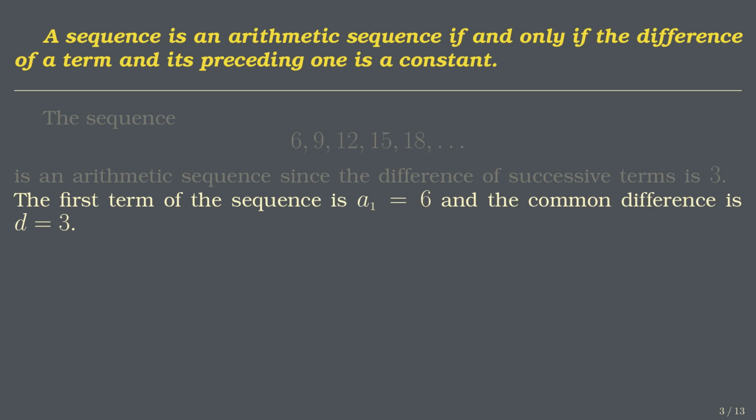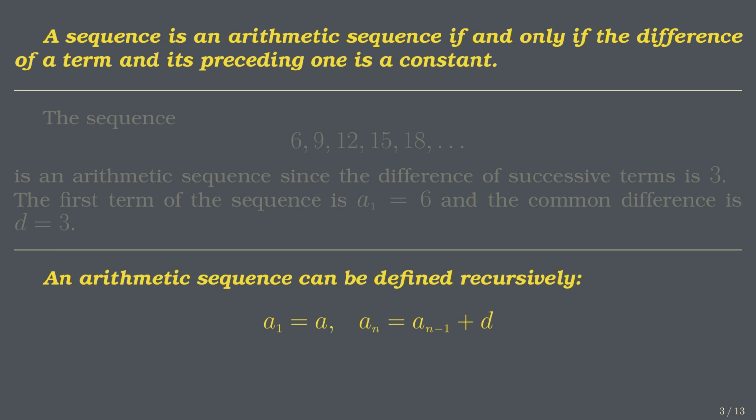And because of this remark, we know that an arithmetic sequence can be defined recursively by first specifying the first term a1, and then for n greater than 1, defining an using an minus 1, with the specific formula that an is equal to an minus 1 plus d. And from this you see that the difference an minus an minus 1 is always d, which means that d is the common difference in this case.